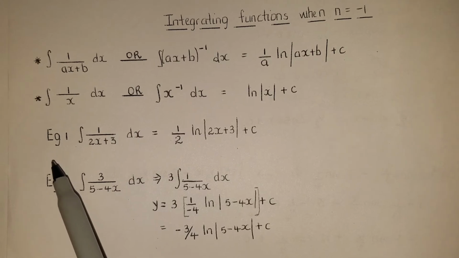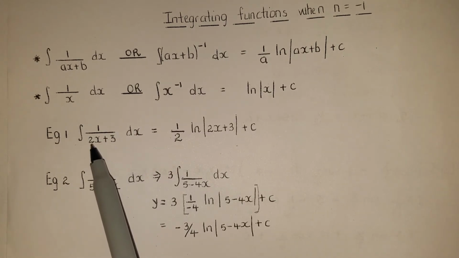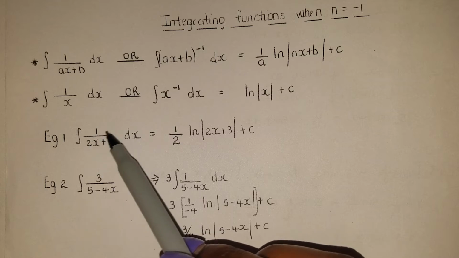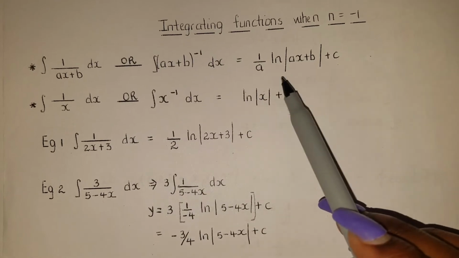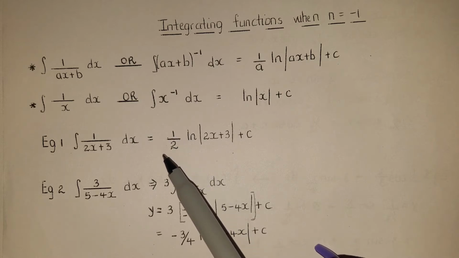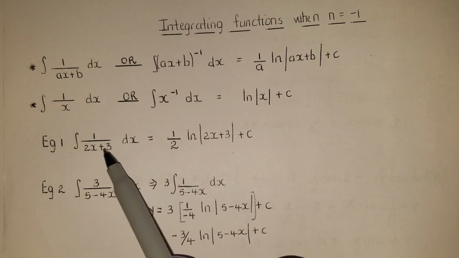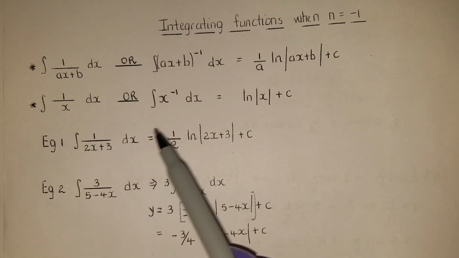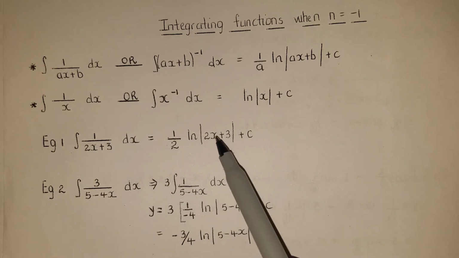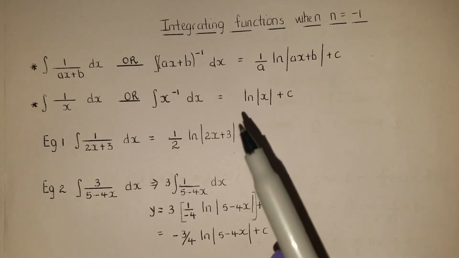So here we have the integral of 1 over 2x plus 3. A here is 2. A, remember, is the coefficient of x. So following the rule, 1 over 2x plus 3 will be 1 over a, which is 1 over 2, ln ax plus b. And here, ax plus b is 2x plus 3. So that's why we have ln 2x plus 3. And then we put our plus c at the end.